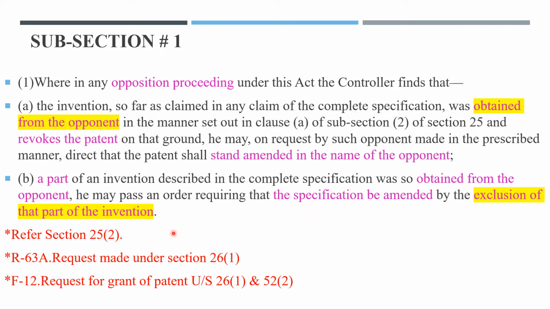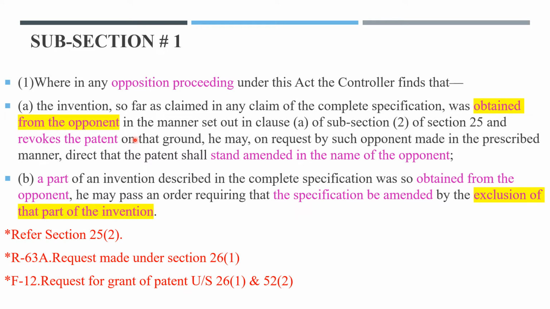Okay. So here friends, we have already discussed section 25 in detail, so you can very well recall that part. Here, subsection 1 says, in any opposition proceeding under this Act. Under this Act means the Patents Act 1970. So, in cases of opposition proceedings, if the controller finds that, with clause A, what is the situation? The invention so far as claimed in any claim of the complete specification. Okay, that means in a claim of a complete specification, and it was obtained from the opponent.